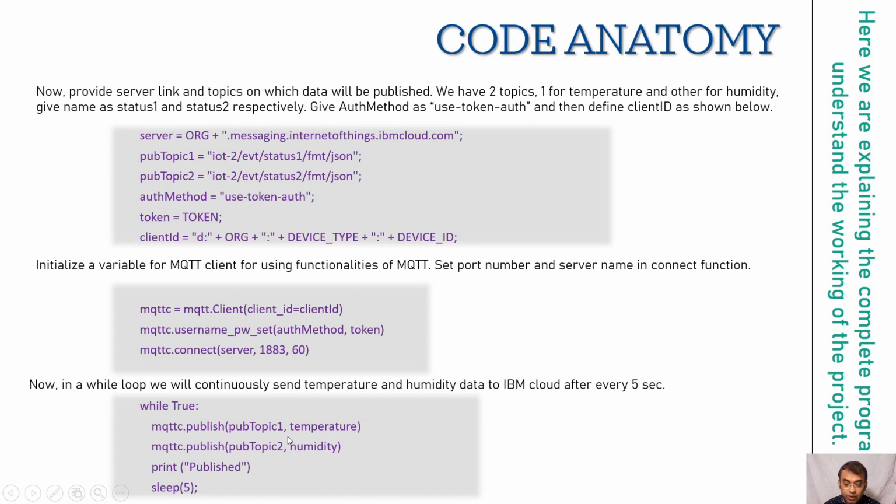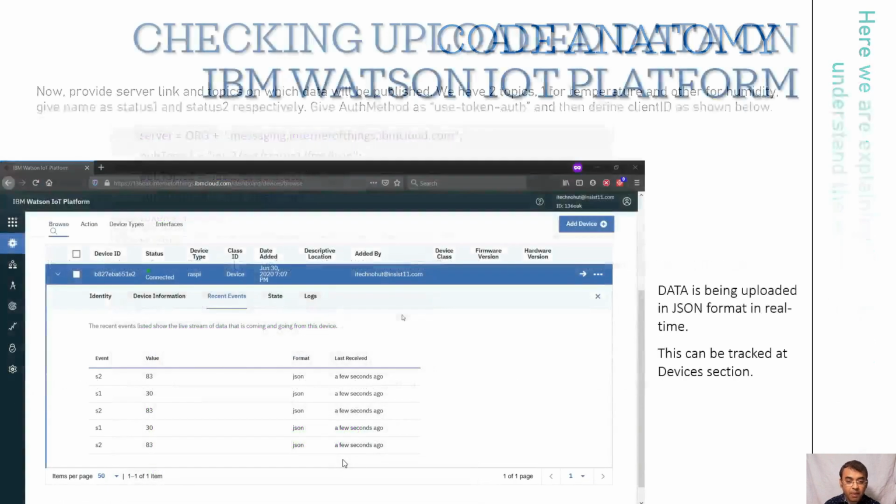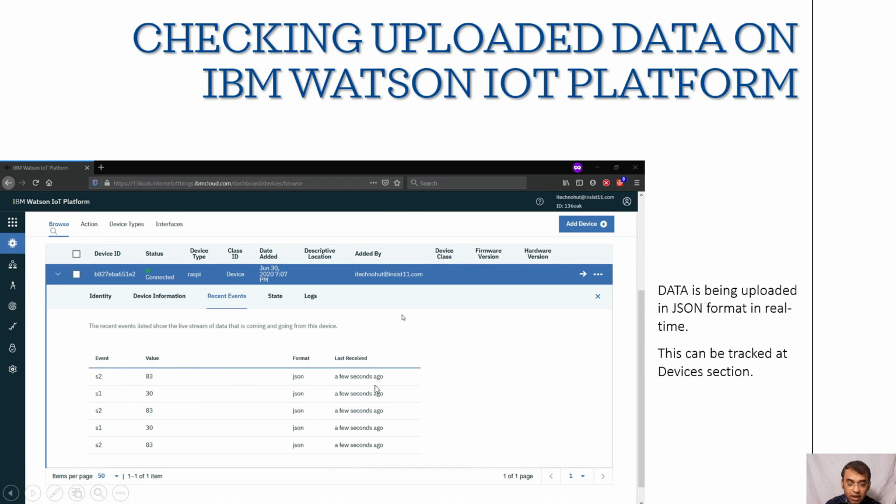And now we can see the MQTT publish. For publishing the data about this topic, already I told you that the data is temperature and humidity. The first is pub topic 1, already initialized, and then pub topic 2 for humidity, and then you can print publish, that means when it is published. So it just prints publish in your Raspberry Pi terminal. So guys, you can see this is the data in IBM version in JSON format.